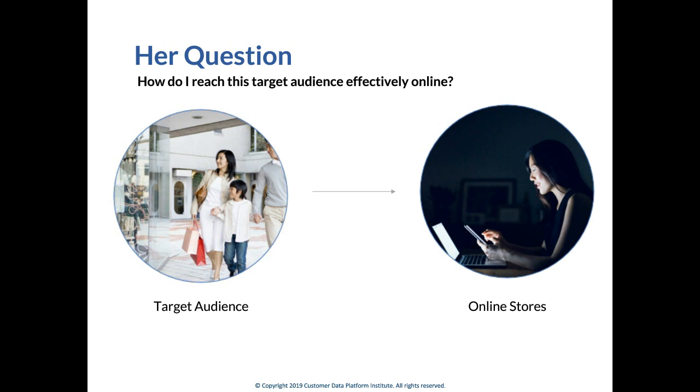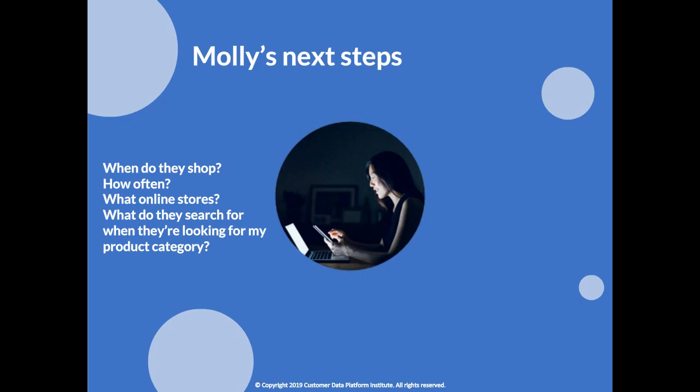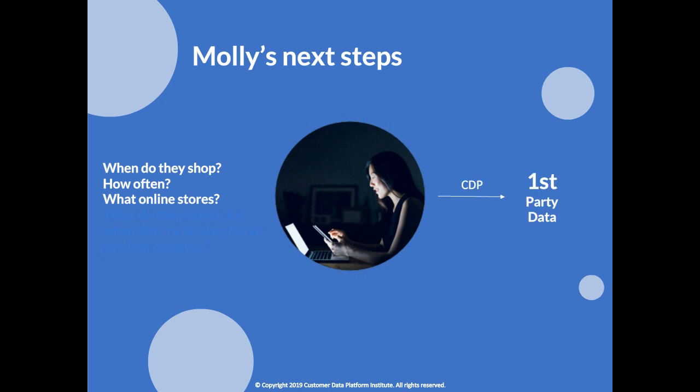So she wants to go back to her analyst, and they want to start taking a look at their own data again. What they find is that they do have some online customers that have some of the same attributes. So for example, they have an online customer base that is 25 to 35 years old that are working moms and dads. So they start to take a look at when those people shop and how often, because they have all of that behavioral data in the customer data platform ready for them to analyze.